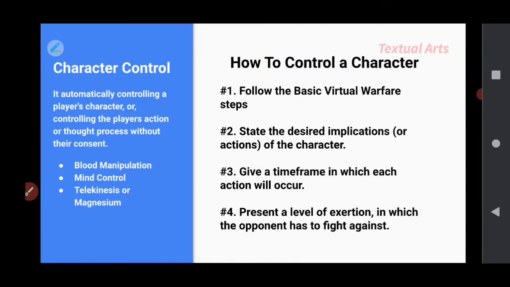For example, you give the implication, you give the timeline or time frame in which those implications will occur, but you also implement an idea of how much exertion or how much willpower they need to fight against in order to resist being controlled.